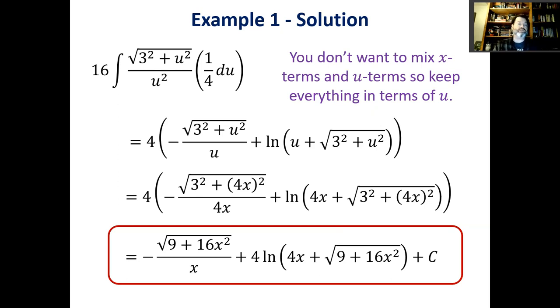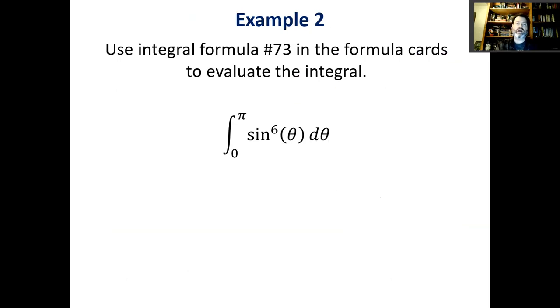So that's how you use the formulas. So let's do another one with a different sort of formula. Now we're going to use integral formula number 73. Let me find it in here. All right, number 73 is right there.